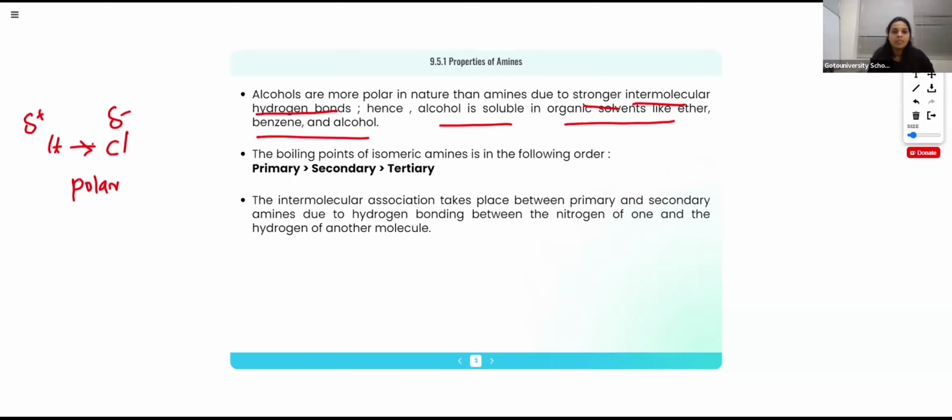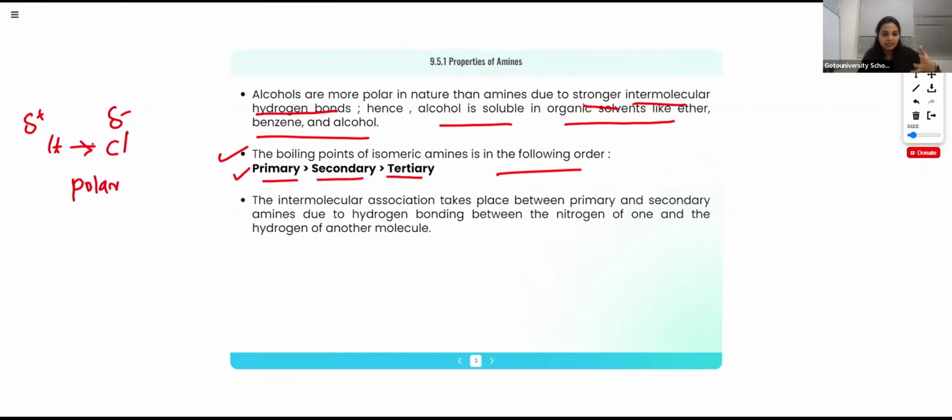Now, the boiling points of isomeric amines are in the order primary, secondary, tertiary. Among primary, secondary and tertiary, which one has the highest boiling point? That is primary. If you are comparing the boiling points of primary, secondary and tertiary, the highest will be for primary amines. Okay, any doubt?